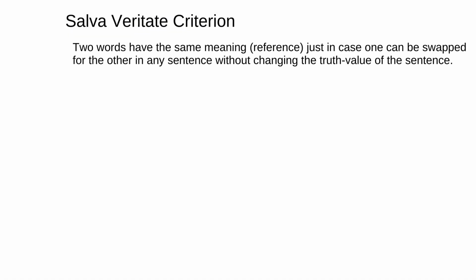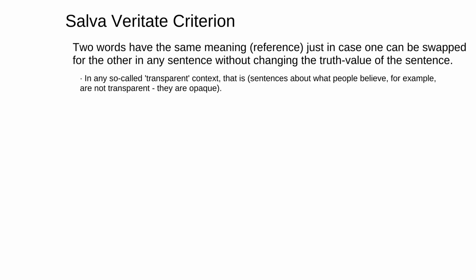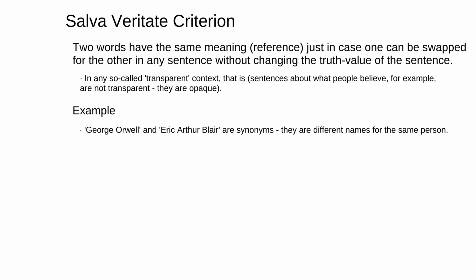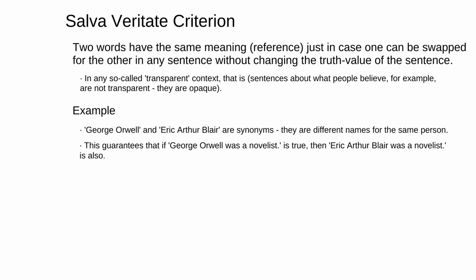The determinant in normal speech as to whether two words or phrases refer to the same thing is whether they can be substituted one for the other in any sentence without affecting the truth of the sentence. The words have to be substitutable, as we say, salva veritate. For example, the names George Orwell and Eric Arthur Blair, referring to the same person, if they do, ensures that if George Orwell was born in 1903 is true, then so too will be Eric Arthur Blair was born in 1903.